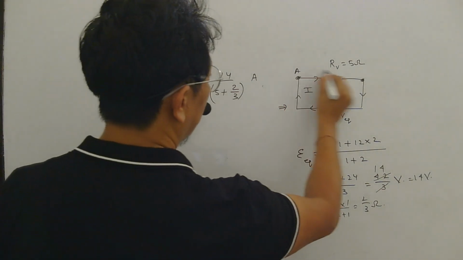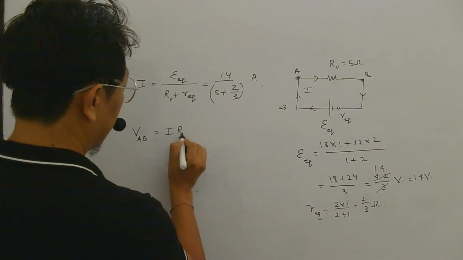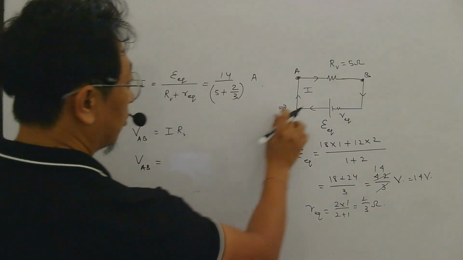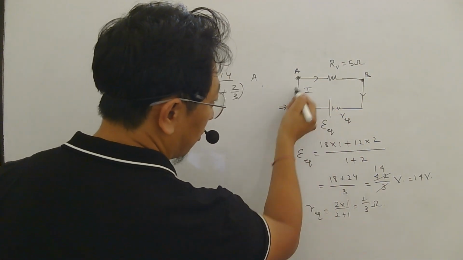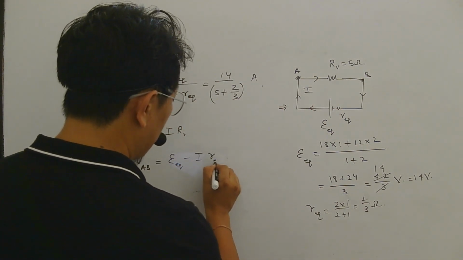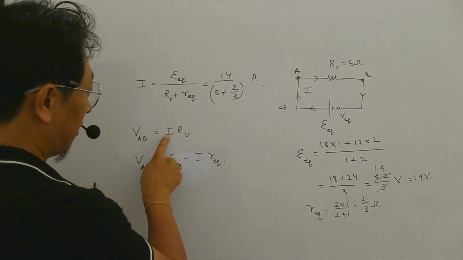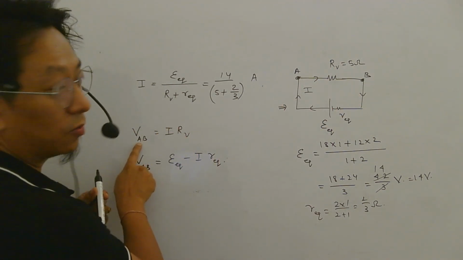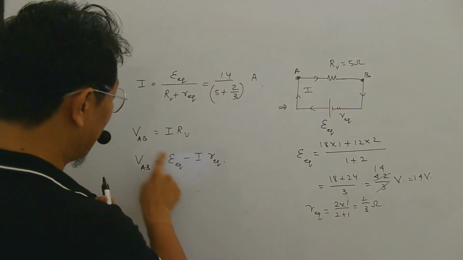Now to find voltage between A and B, you can either write I into R of the voltmeter, right? Ohm's law for this, or you can also write voltage between A and B as voltage across this cell. Remember, current is coming out of the positive terminal. So E equivalent minus I into R equivalent. Now I request all the students to actually substitute this current here. Resistance of voltmeter is 5, no? So calculate this, check what is the voltage between A and B. Same way, check this also. Okay, you will get the same value.